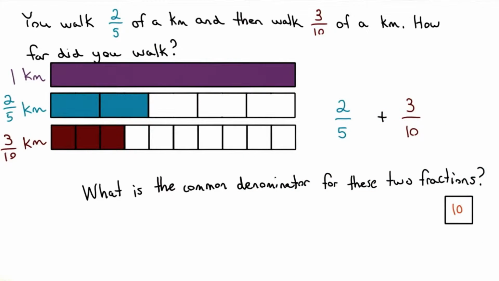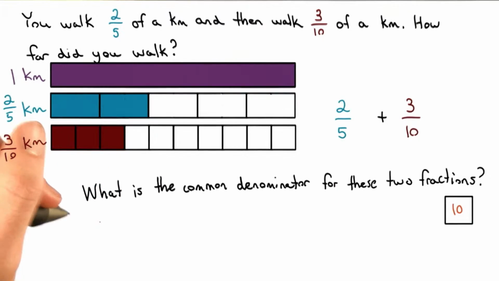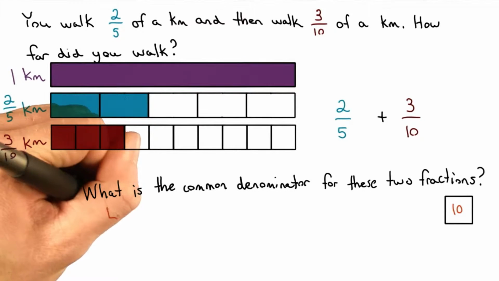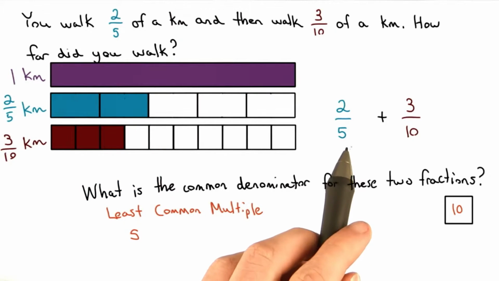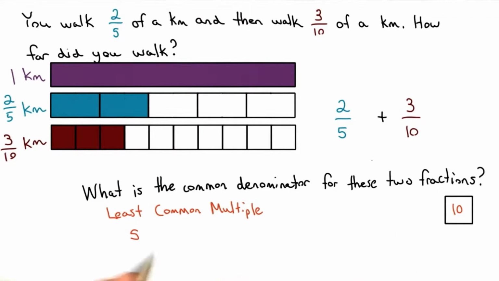If you said 10, nice work. This is a little bit tricky, so let's walk through how to actually do this. I'm going to show you two ways to find the common denominator. The first way is listing out the multiples. I have 5 for one denominator, and I have 10 for the other.